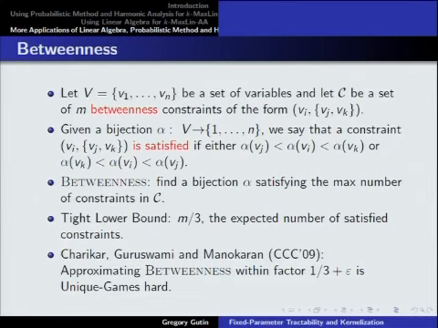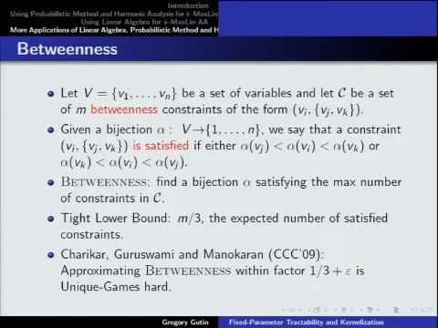Now, a bit more exciting problem is betweenness. Here we again have a set of variables, and then we have a set of so-called betweenness constraints, which are of the form v_i, v_j, v_k, and such a constraint is satisfied by a bijection from the set of variables to 1 to n if this bijection sets v_i between v_j and v_k, right?